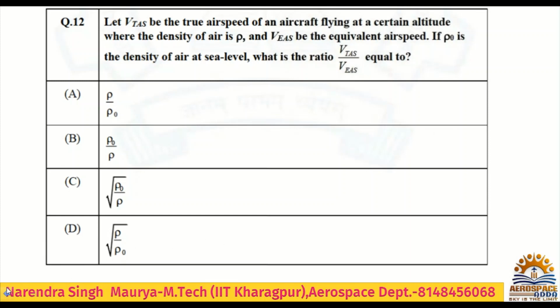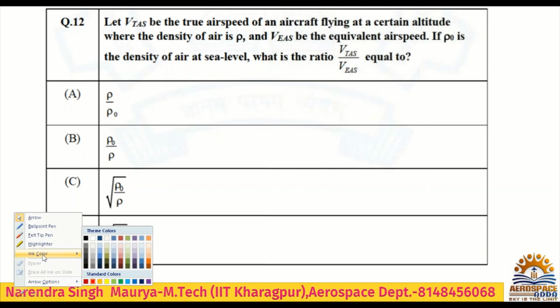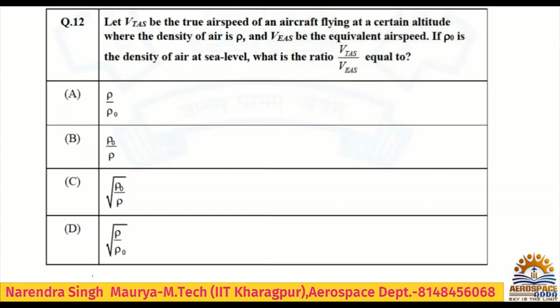All right. Now, check it. This is problem number 12. In this problem, let VTAS be the true airspeed of an aircraft flying at a certain altitude. This speed will be taken at an altitude.